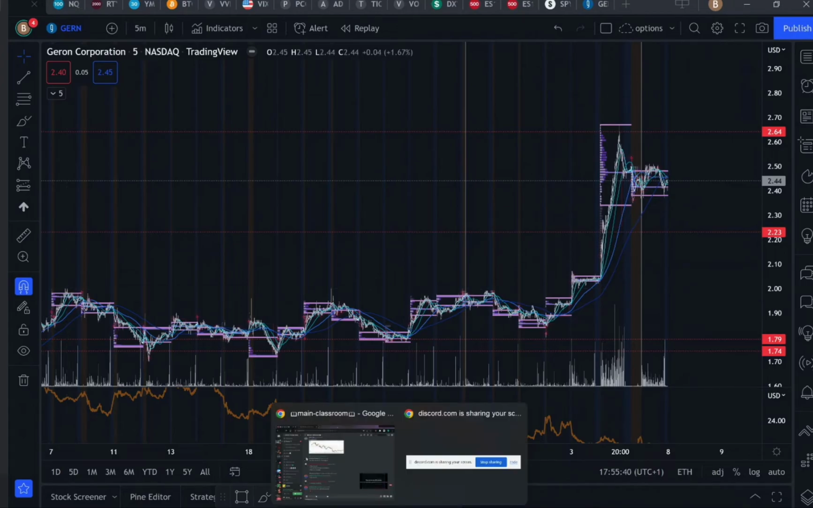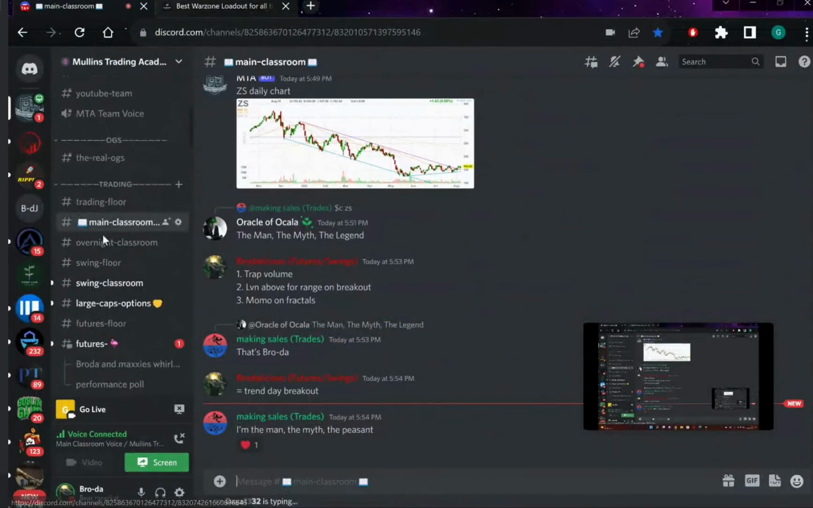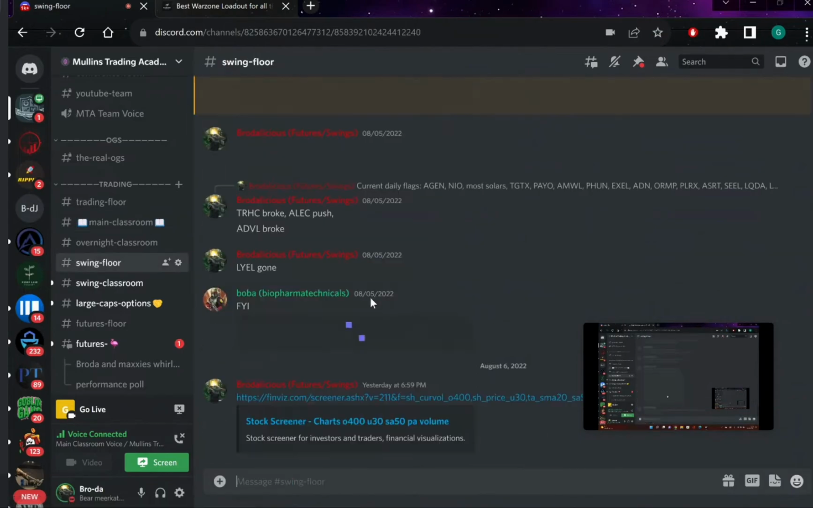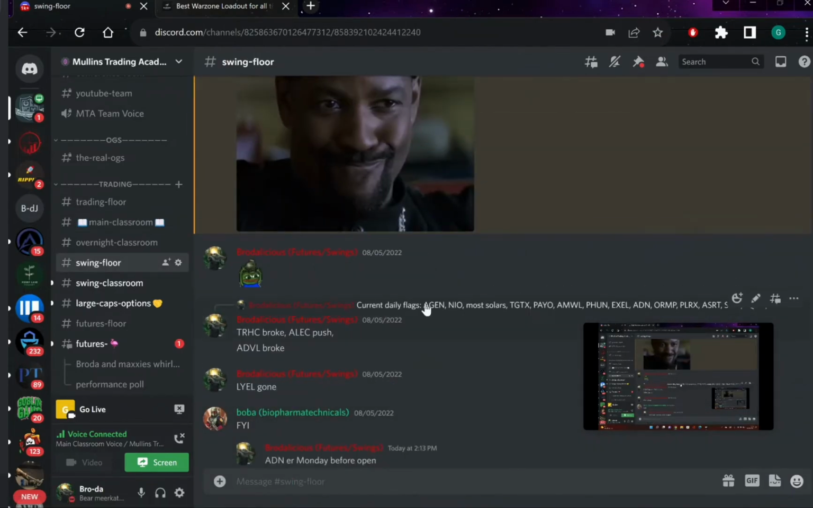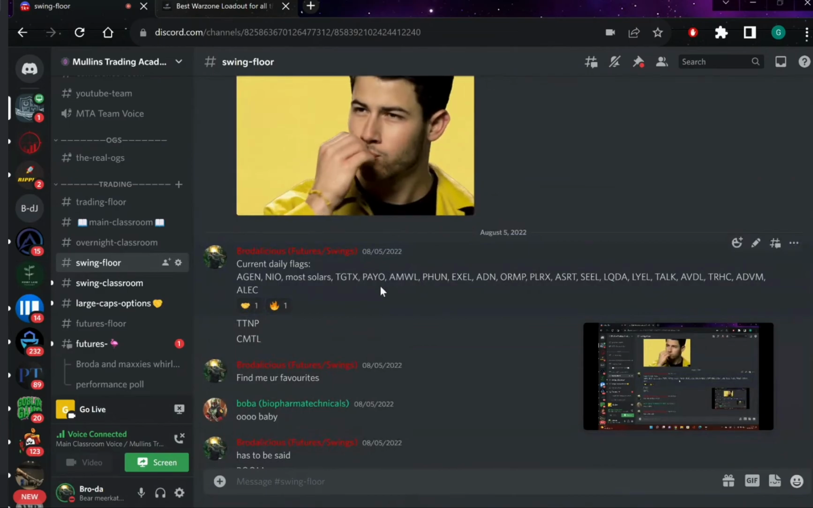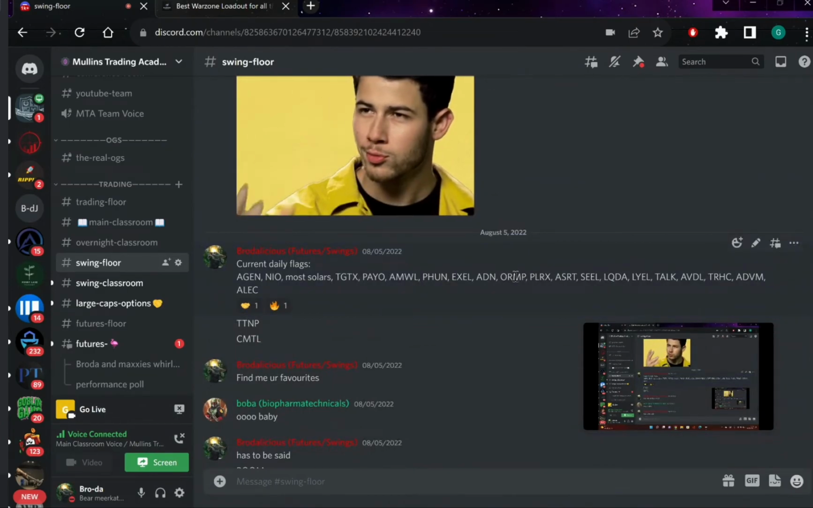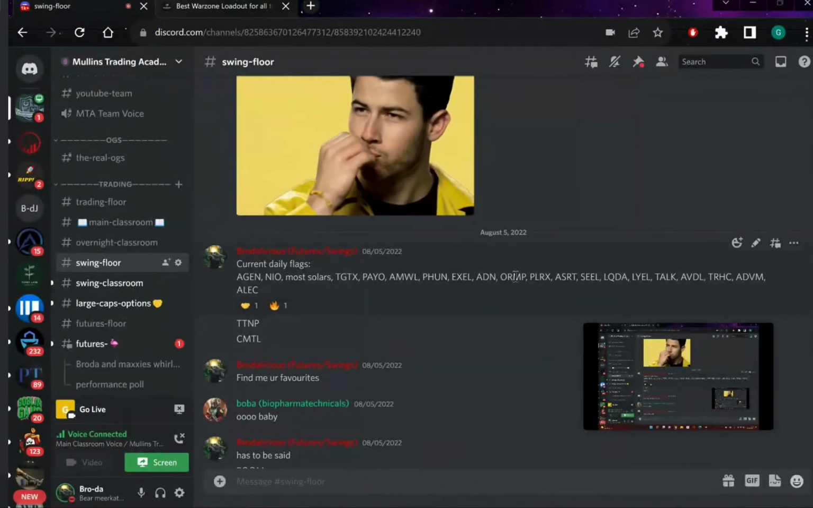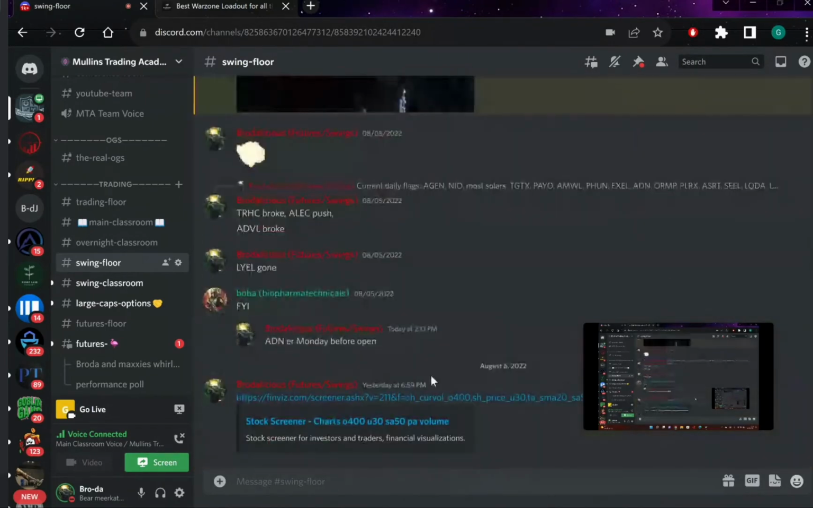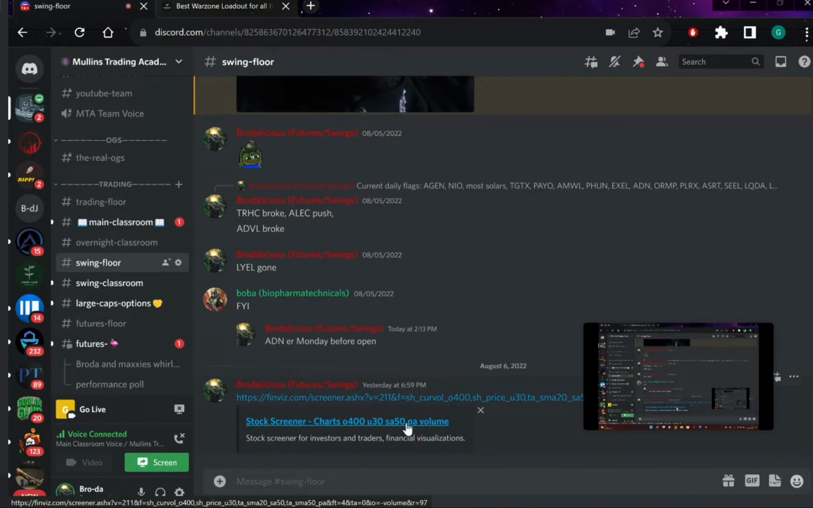But what I did do was put a list of all the flags I found on the swing floor as of Friday. I think 4 or 5 of them are already up 10-15%. And there's more flags being made on Friday, which are getting in the right place. I put a scanner here as well, which is pretty simple. It's just average volume, and then over the 20 and the 50. So at least you know you've got some momentum.